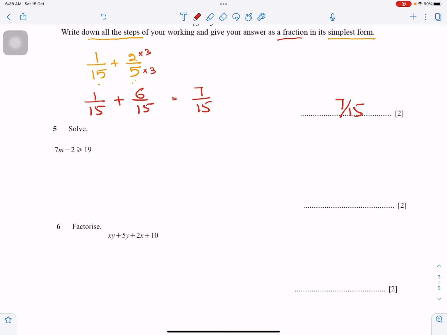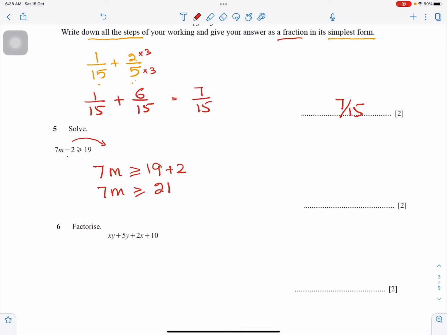Now solve 7m minus 2m greater than or equal to 19. Again here the mistake made is when this 2 is taken to the other side, the sign of the 2 is negative right now. When it will go to the other side, it will become plus. So the question will become 7m greater than or equal to 19 plus 2. Right? So now 7m greater than or equal to 21.